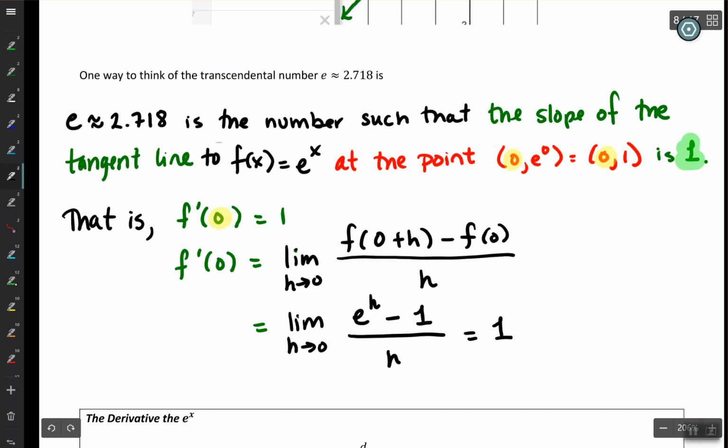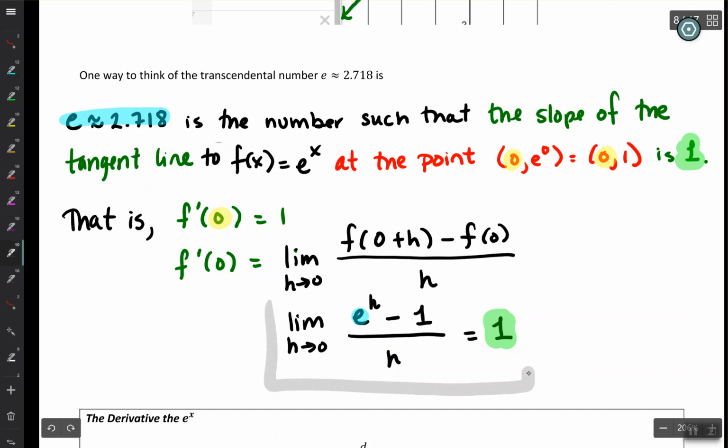And we have that in our text. That's one way to define the number e. It's the number such that the limit as h goes to 0 of (e^h minus 1) divided by h is equal to 1. It's the number that makes that a true statement. Kind of cool, right?